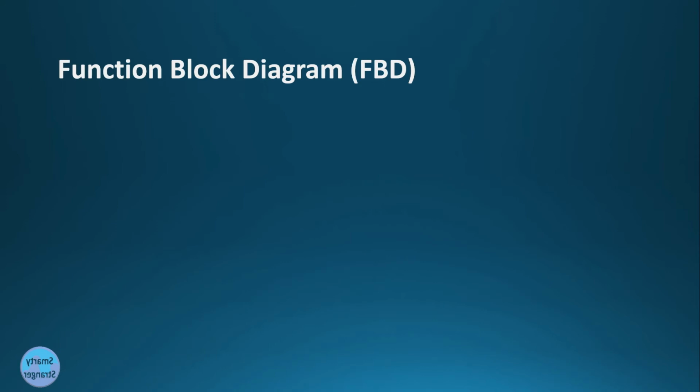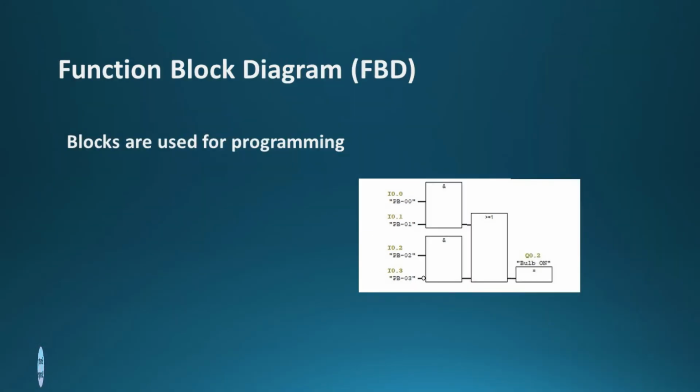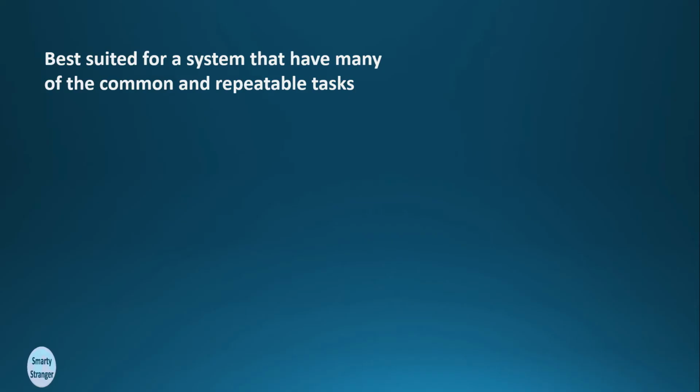Function block diagram, FBD. The second most popular PLC programming language is called function block diagram, FBD. In this language blocks are used for programming. These programming blocks are connected together to create a program. Function blocks are best suited for a system that has many common and repeatable tasks. You program the blocks onto sheets and then the PLC constantly scans the sheets in numerical order or as determined by connections which you program between the blocks.